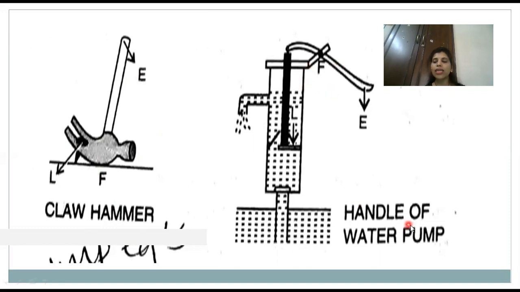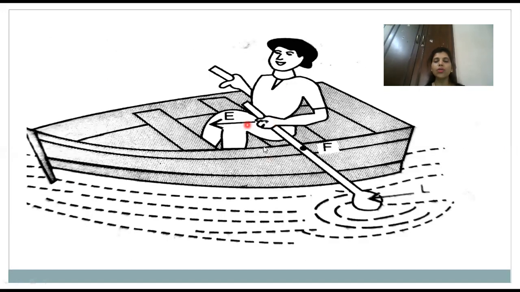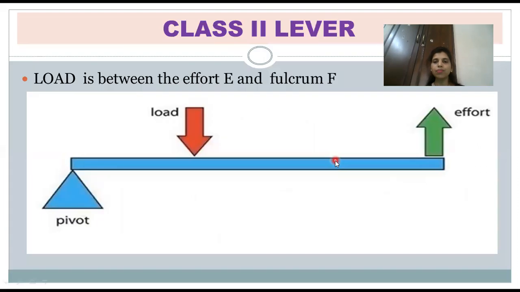Here you can see the handle of the water pump. The fulcrum is at the center. Load and the effort are on either side. So even this is a class 1 lever. Now here, if it is asked, the oar, which is used to row the boat. So here you can see that it is fixed at this point. So the fulcrum is at the center, load and effort are on either side. So it is a class 1 lever.